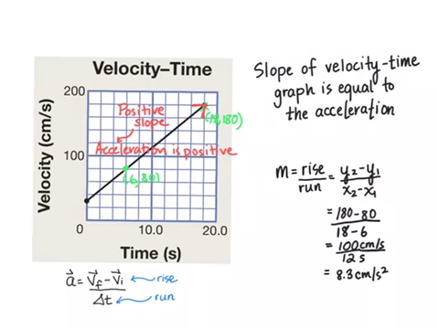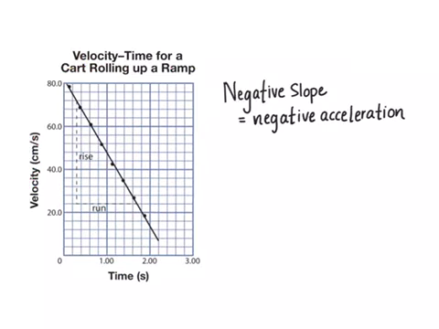All right, and last, we're going to look at negative acceleration. Okay, so here we have a cart rolling up a ramp. As a cart rolls up a ramp, gravity is going to slow it down. So if we look at this graph, we see that the slope is pointing down. So our velocity, which is our y-axis, is decreasing as our time increases. So we can find the slope of this graph by picking 2 points that are on the line of best fit. So I'm going to pick this point here, which is 1.8 and 20.